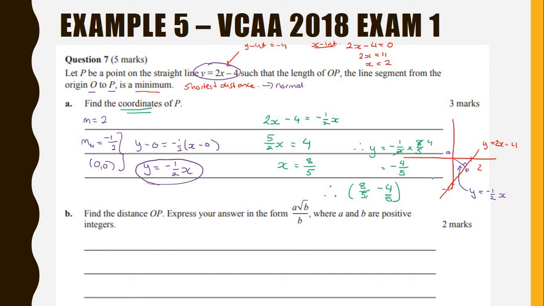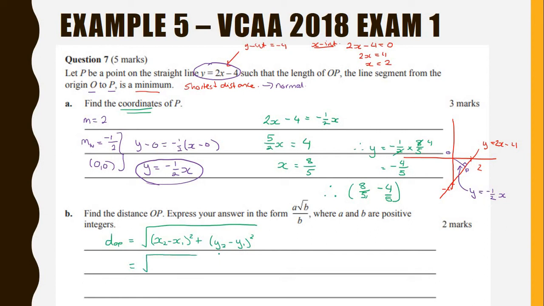Part B now, we want to find the distance OP and to express our answer in a particular form. The distance formula is one that is not on your formula sheet, but it is one that you should know. The distance between two points is something that has been taught in maths since about year 9 in most cases. So this is our equation. It's essentially Pythagoras' theorem, isn't it?